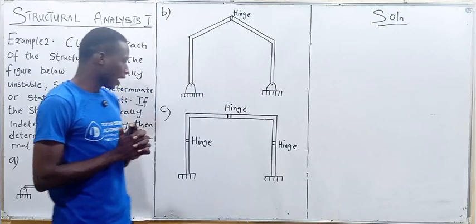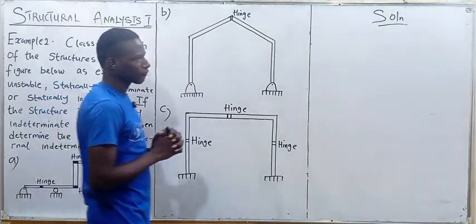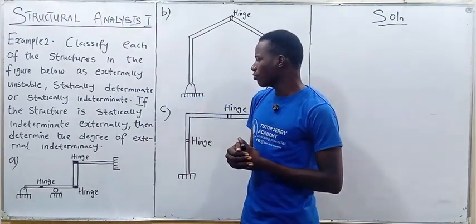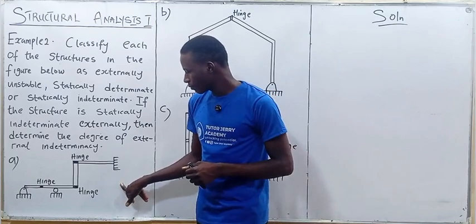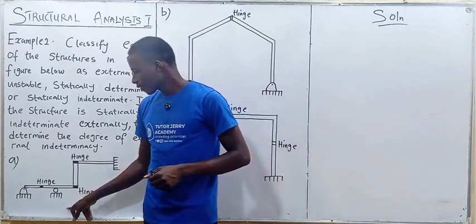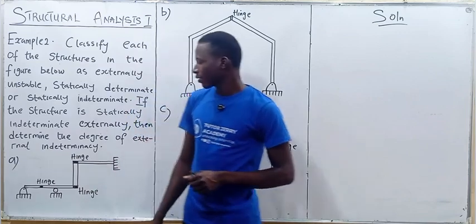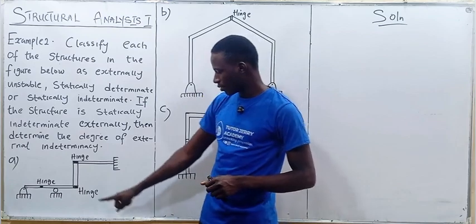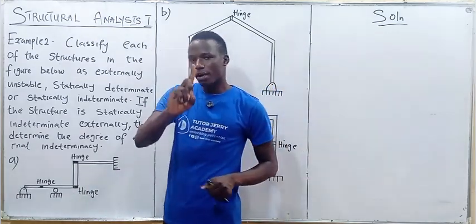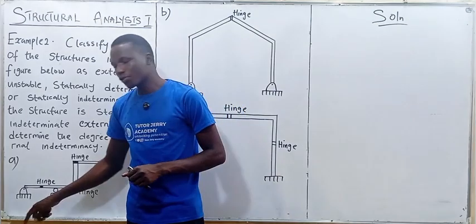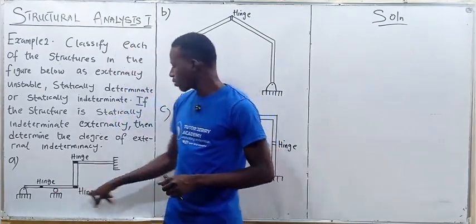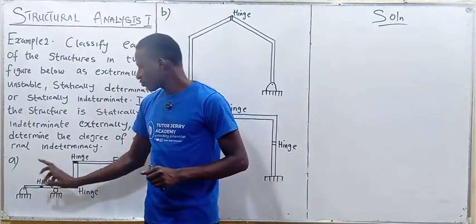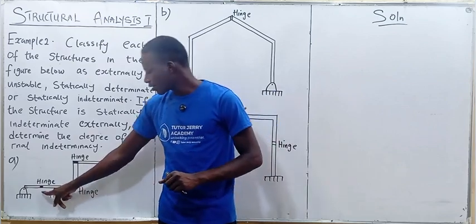Now let's start with the first structure. We have this structure on the board. This structure has a fixed support, a roller support, and also a hinge support. A fixed support will produce three reactions. A roller support will produce one reaction. A hinge support will produce two reactions. 3 plus 1 plus 2 is 6.